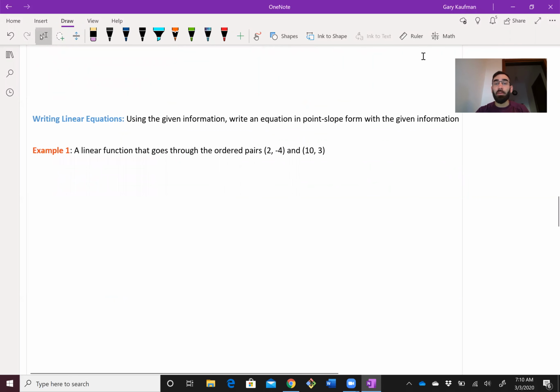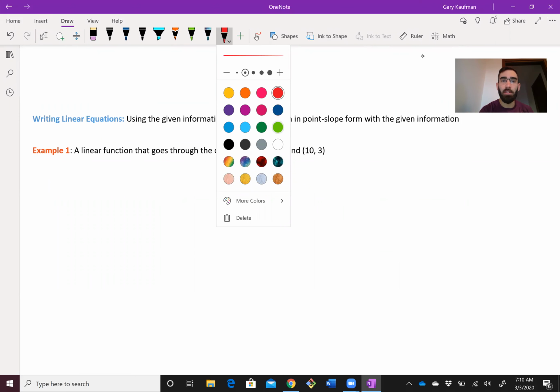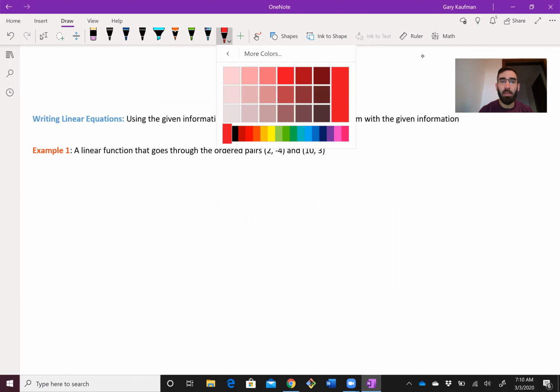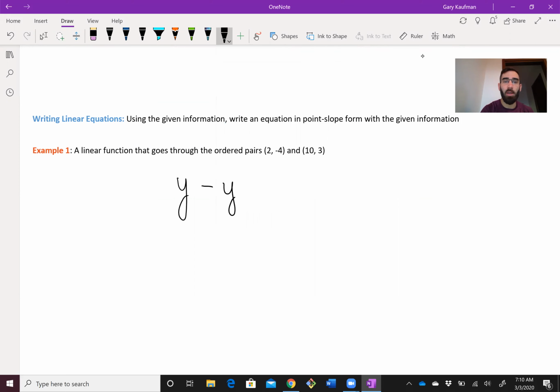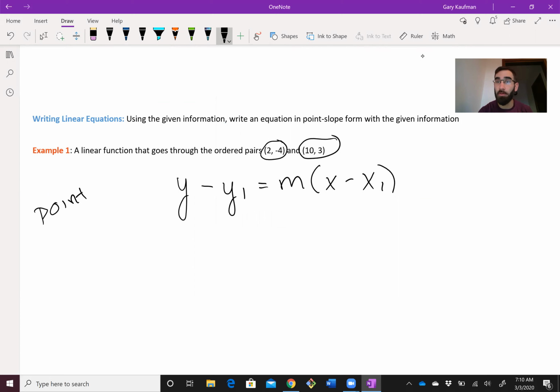Now, just like the other day with slope-intercept form, we're now going to write equations in point-slope form. So again, let's think about point-slope form. Let's get to point-slope form: y minus y1 equals m times x minus x1. We need a point. Well, we have 2. It doesn't matter which one you use.